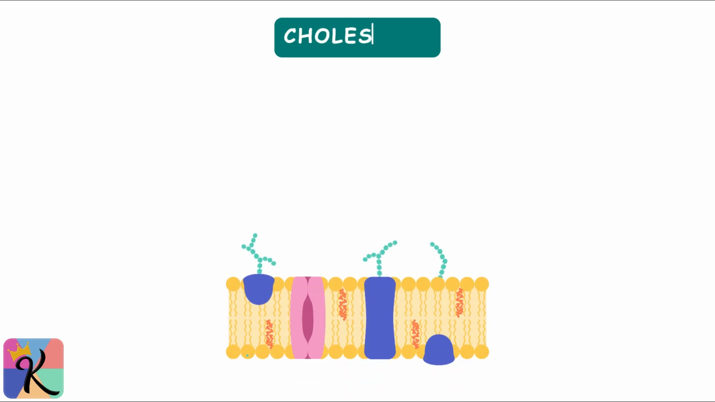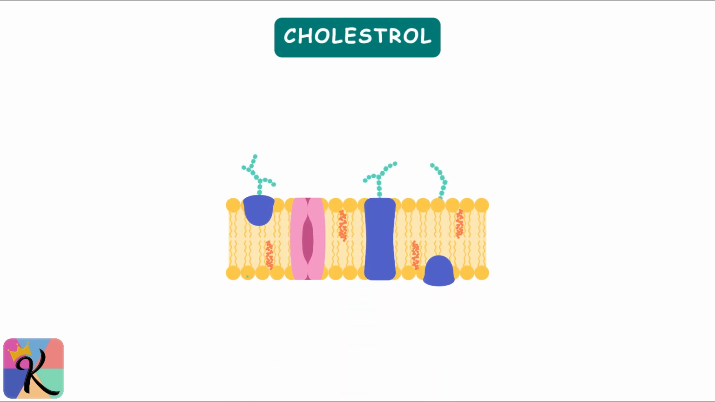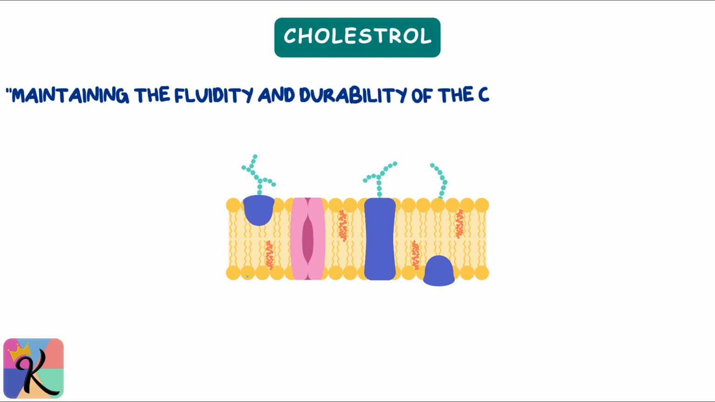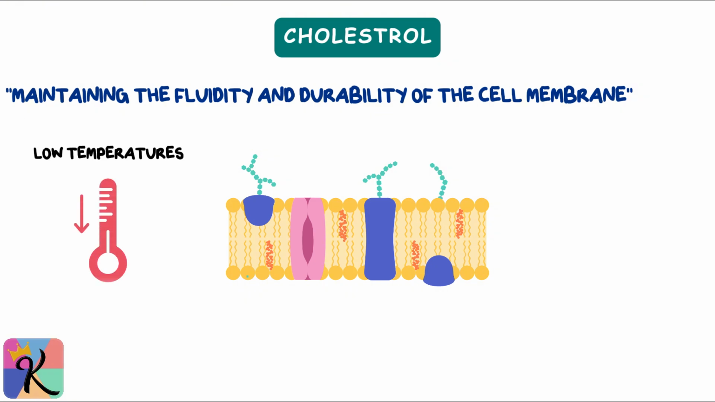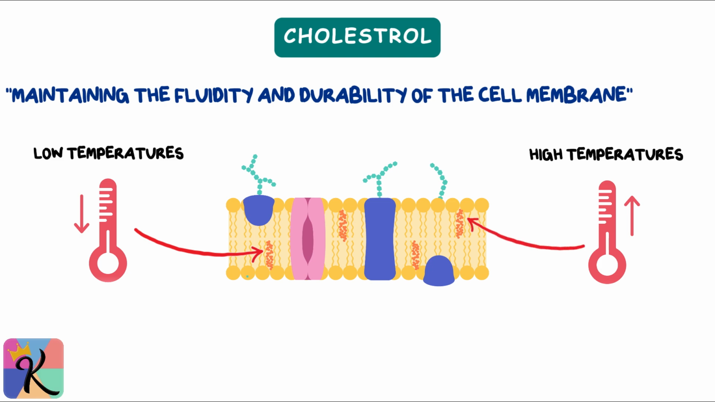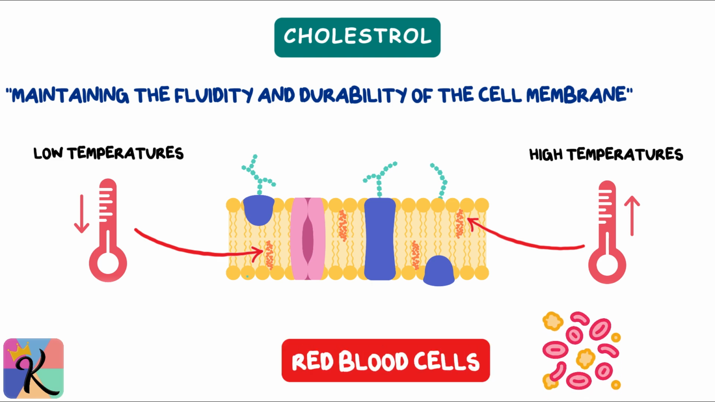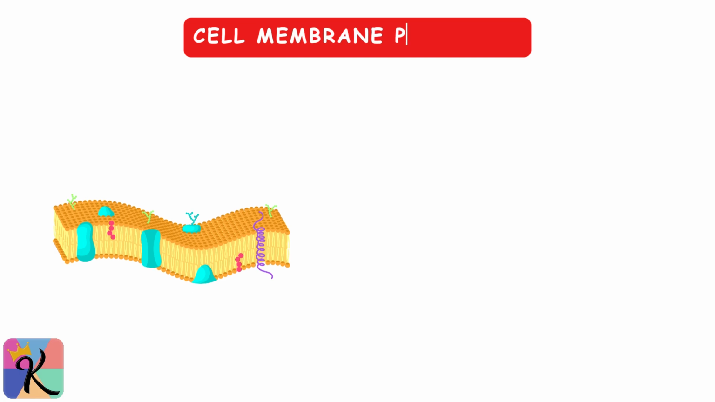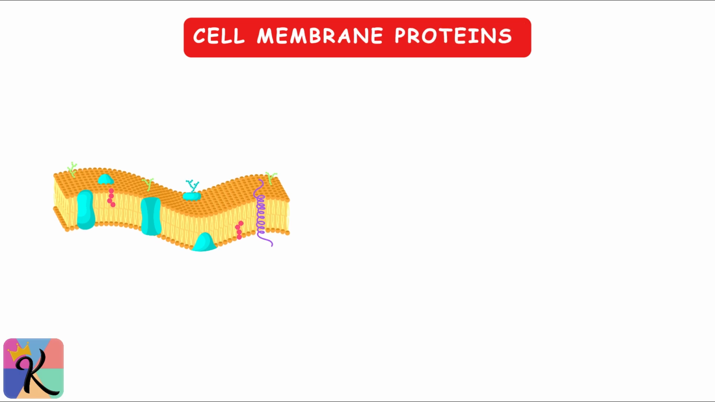Now, let's talk about cholesterol. Cholesterol plays a crucial role in maintaining the fluidity and durability of the cell membrane, regardless of temperature. At low temperatures, cholesterol inserts itself between phospholipids to prevent them from packing too tightly, maintaining membrane fluidity. At high temperatures, cholesterol pulls phospholipids closer together, preventing the membrane from becoming too leaky. This makes cholesterol essential for cells like red blood cells, which experience constant wear and tear and are exposed to varying temperatures.